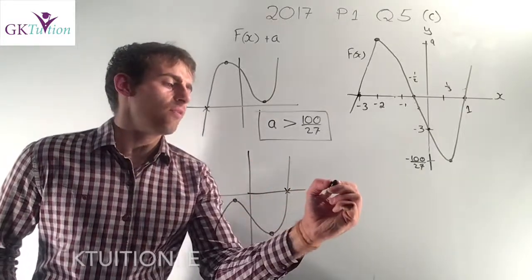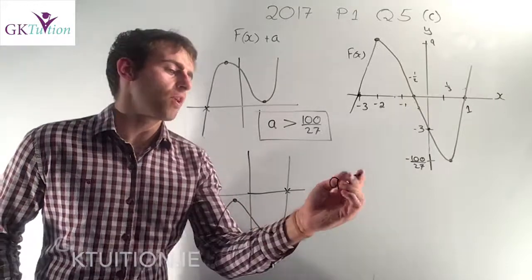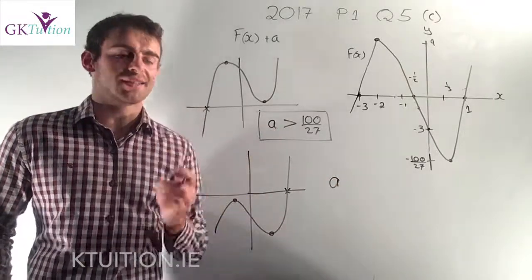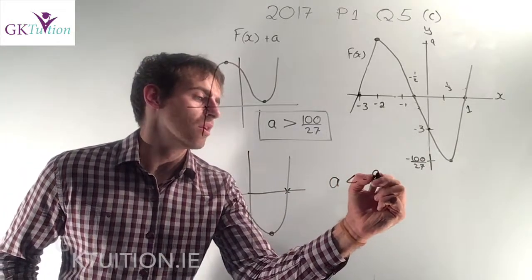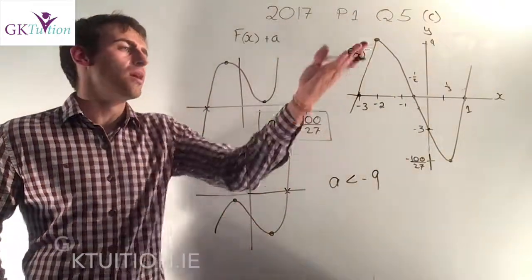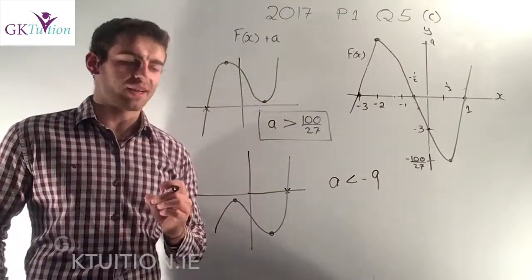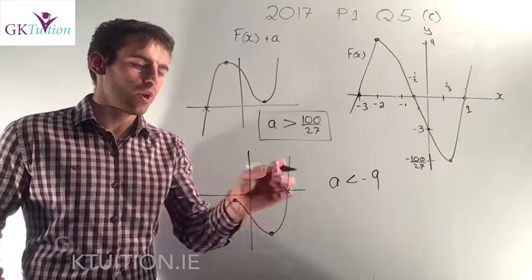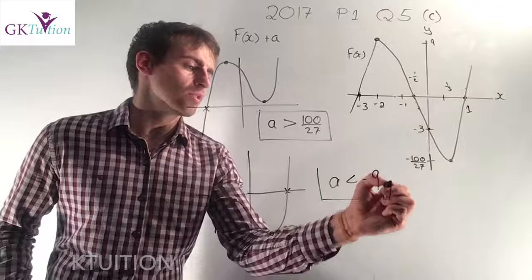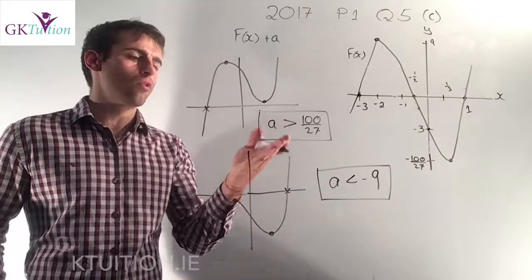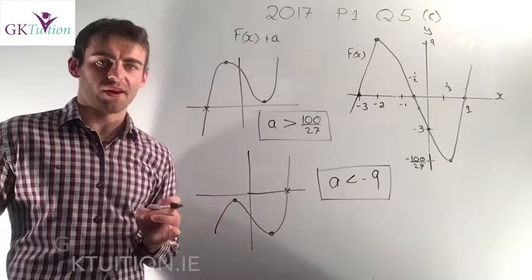Well, clearly, if I subtracted a number greater than 9, so if the number that I add is less than -9, so if a is less than -9, then that means my coordinate (-2, 9) would be below the x-axis. And I would have this scenario where I've only got one real root and 2 complex roots. So you have 2 separate answers in that case. If a is greater than 100/27, I'd have this scenario. Or if a is less than -9, I'd have this scenario.